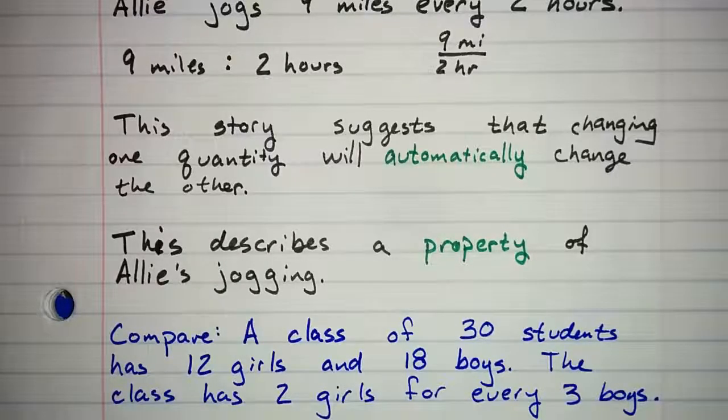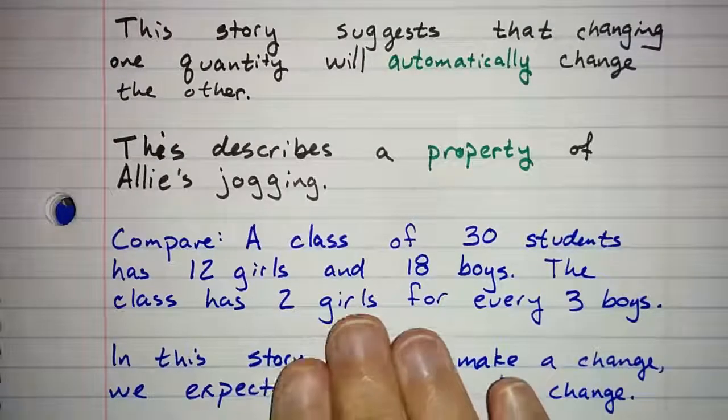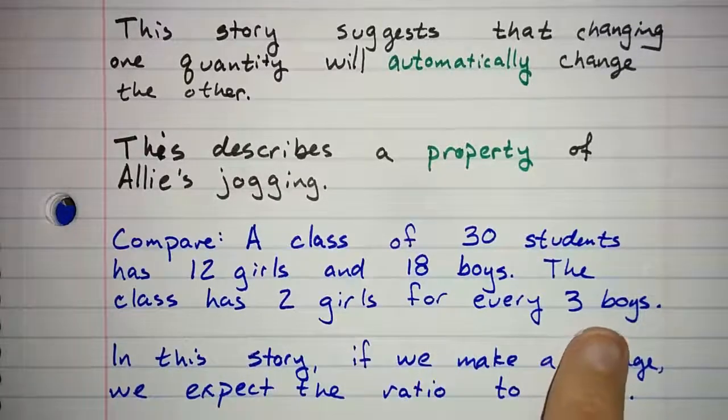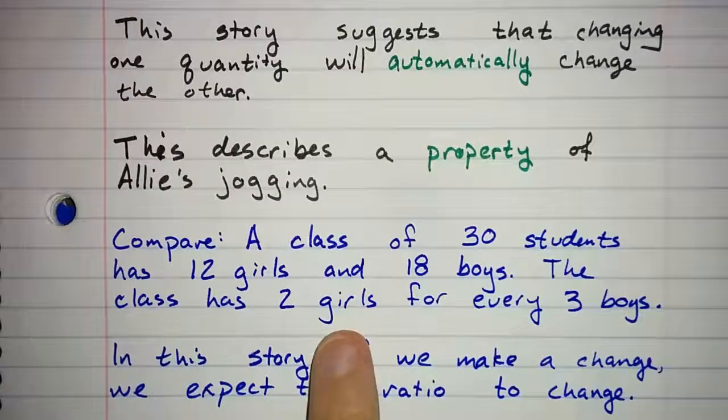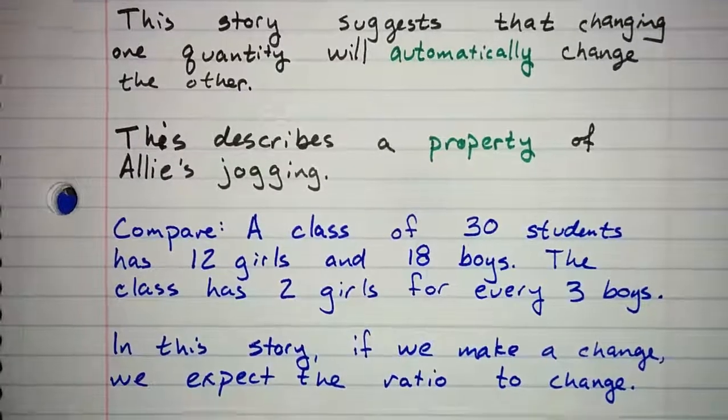But if someone told you a story like this, and then said that they were adding 3 more boys to the class, would you expect 2 more girls to automatically appear in the class? No, of course not. You'd expect the ratio to change instead. So this would not be a rate. If we change one quantity, we do not expect the other quantity to change automatically.